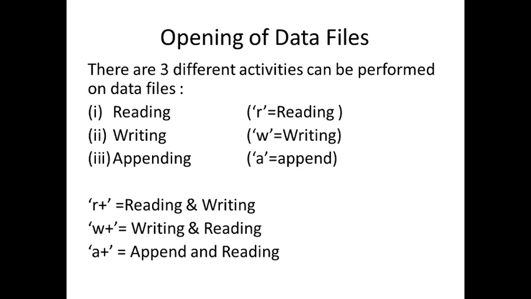r is the first one, and then plus, that's why reading, and the additional one is writing. Another option is w+. w+ means writing, and another option is reading. So plus means another option. And a+ means append, plus another one is reading, because append and write are mostly the same type. So a+ means append and reading.